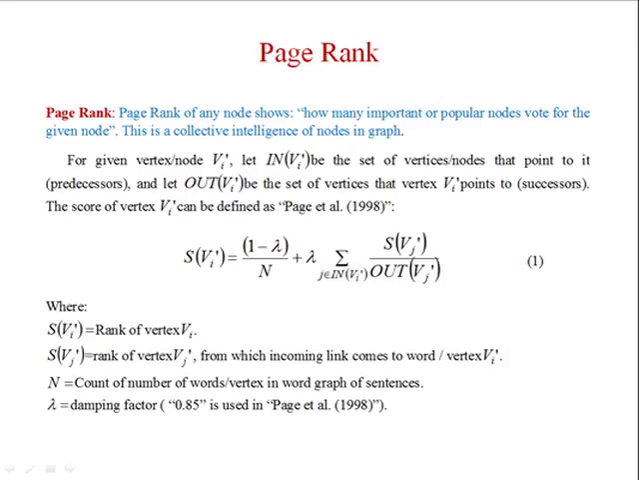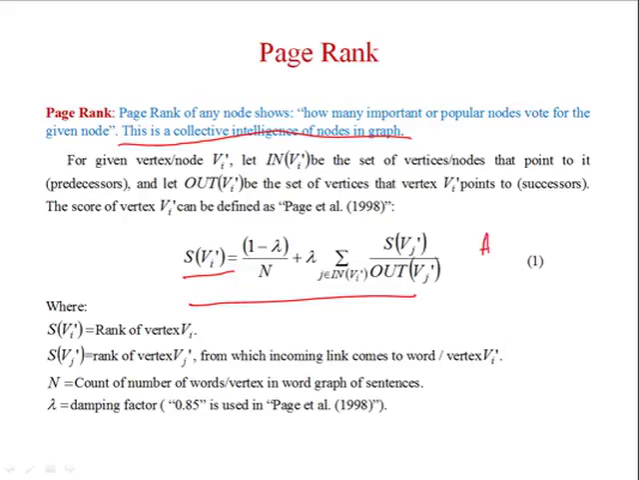Page rank. So this is a simple page rank formula. Page rank of any node shows how many important or popular nodes vote for a given node. This is a collective intelligence of nodes in a graph. For example, page rank of node Vi' is equal to (1 minus lambda) divided by N plus lambda into the sum of rank of all incoming links. Here S(Vj') denotes the pages from which links are incoming.